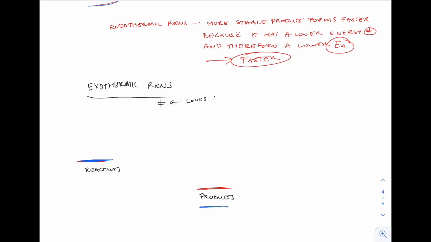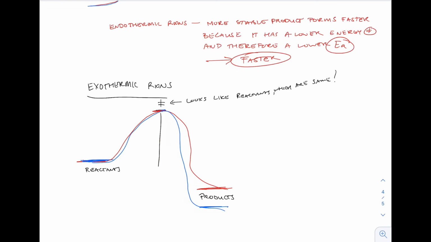Okay, so now here's the transition state. I haven't drawn in the energy level yet, but it looks like the reactants, which are the same, right? And so that's because reactants are closer in energy to the transition state. So the blue and the red curve are going to be at the same point, and so when we draw our red curve, we reach the same peak as we do when we draw our blue curve. Okay, so there is our activation energy. Our activation energy for the red and the blue curve is actually the same.